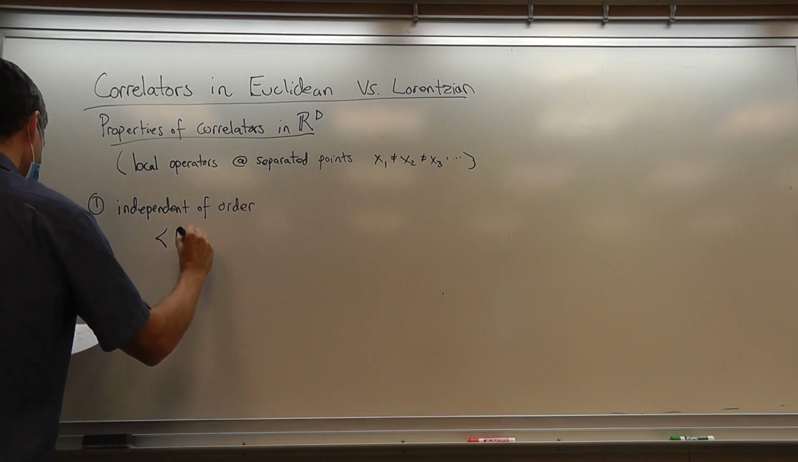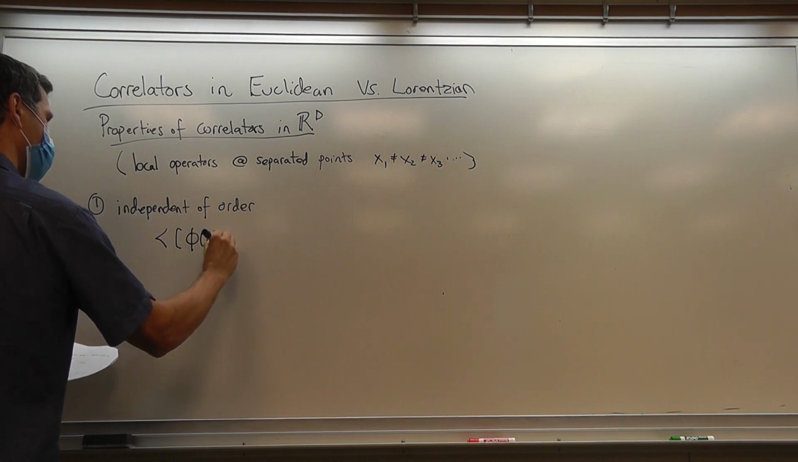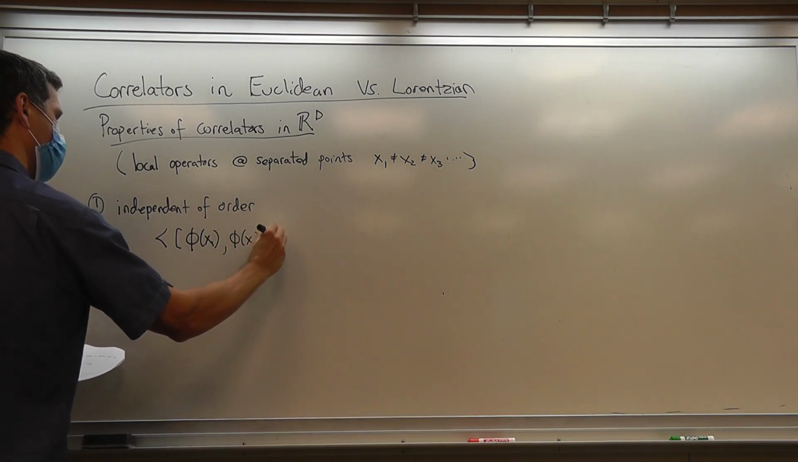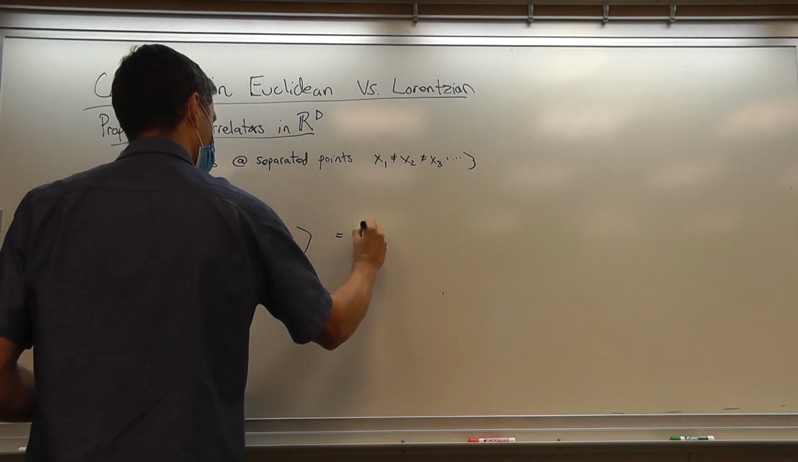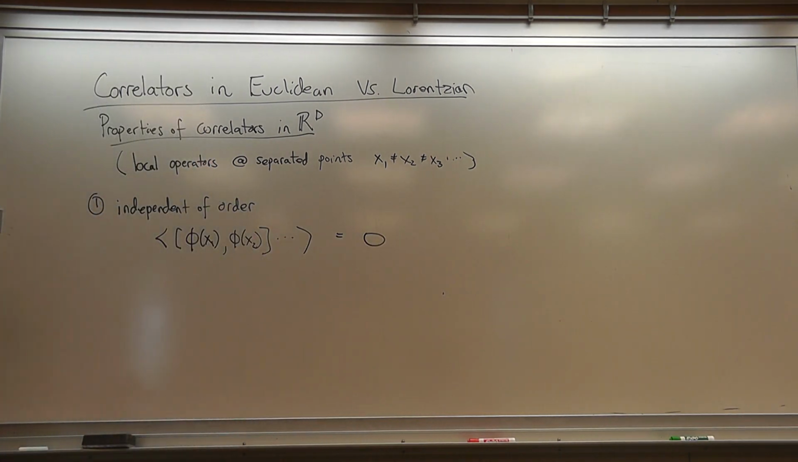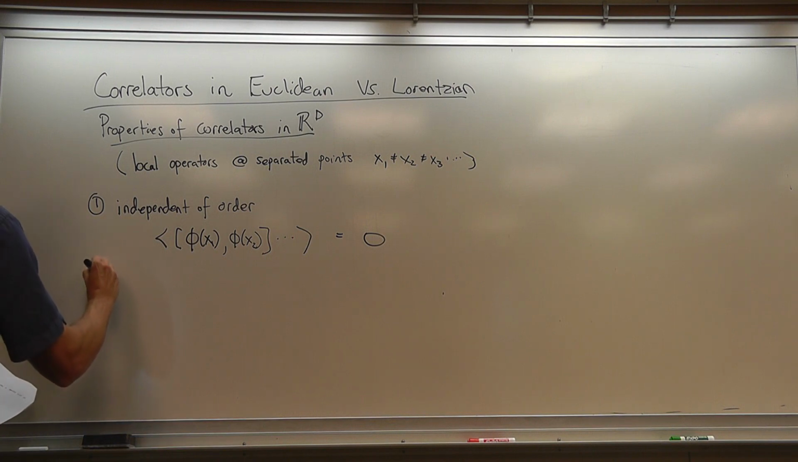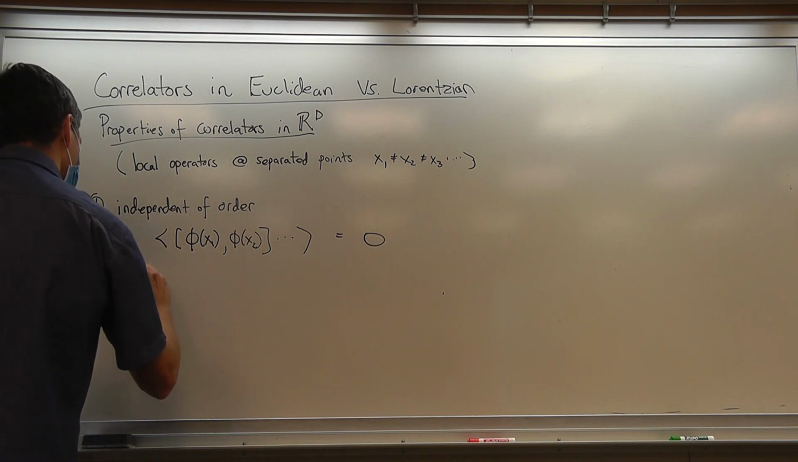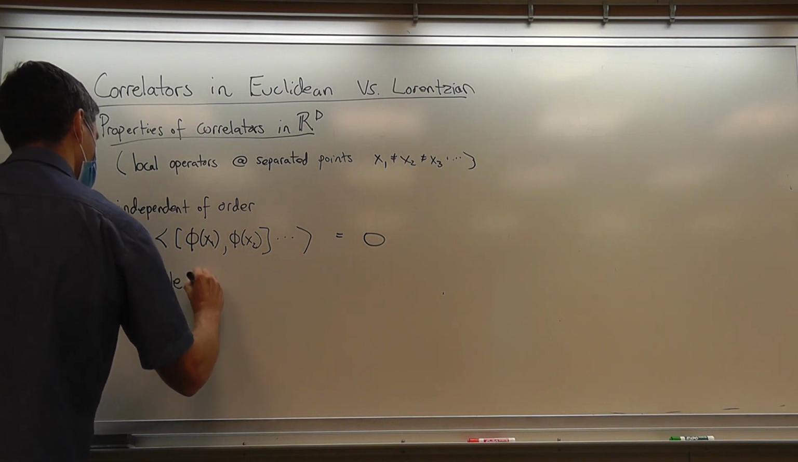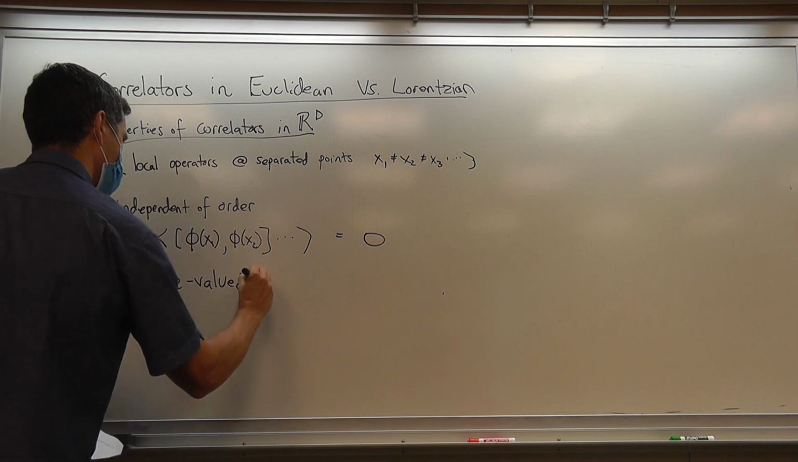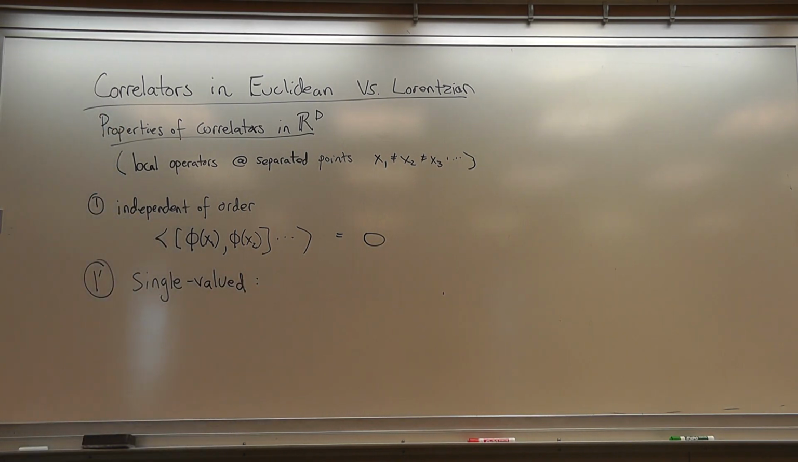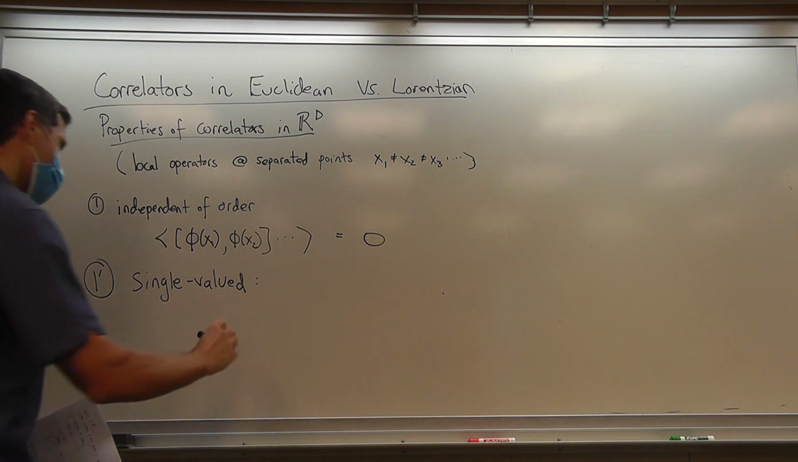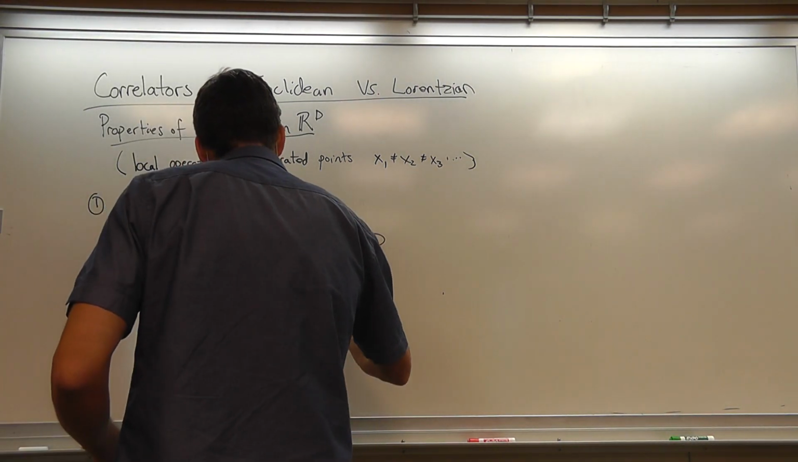So in Euclidean signature, there are no commutators. The commutator of O(x1) and O(x2) is equal to 0. The second thing, which I'll call 1 prime, is that the correlators are single valued. I'm calling this 1 prime because this is really just another way of saying number 1. So what does single valued mean? That means that there are no branch cuts.